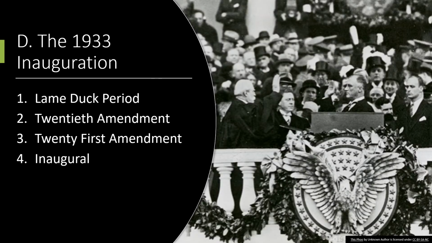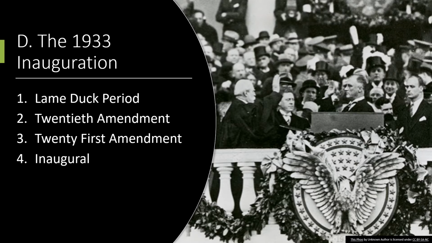The 1933 Inaugural. Lame duck. No additional legislation to provide relief was passed by the old conservative Congress or the newly elected Congress, who preferred to wait for the new man. The 20th Amendment was ratified on February 6, 1933. It moved inauguration from March 4th to January 20th.